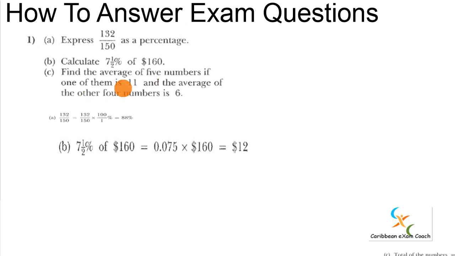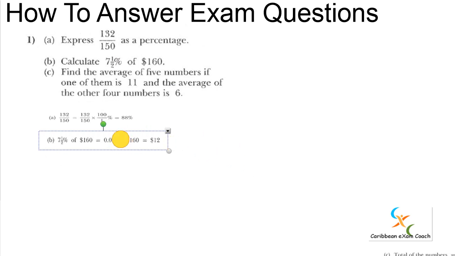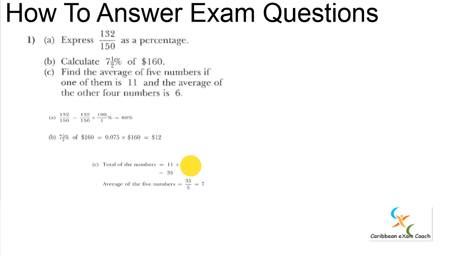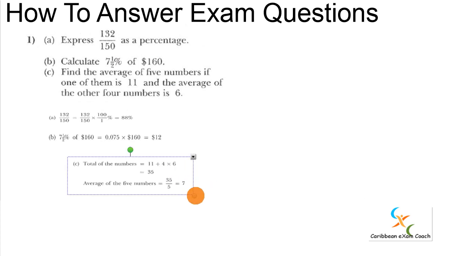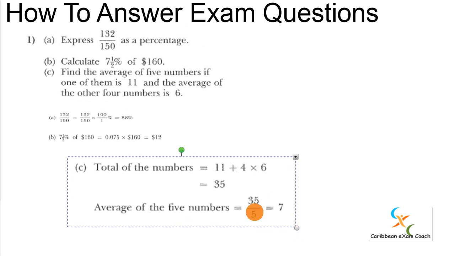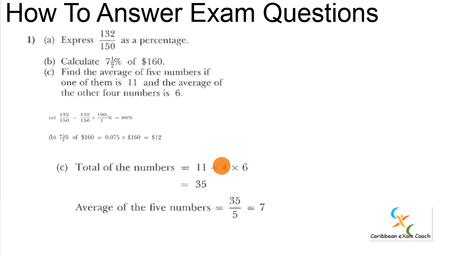Find the average of 5 numbers if one of them is 11 and the average of the other 4 numbers is 6. By the way, did you get that? Did you get the answers? Getting the answers is good, but you need to show the steps clearly. So find the average of the 5 numbers, one of them is 11. So this is how you express it.